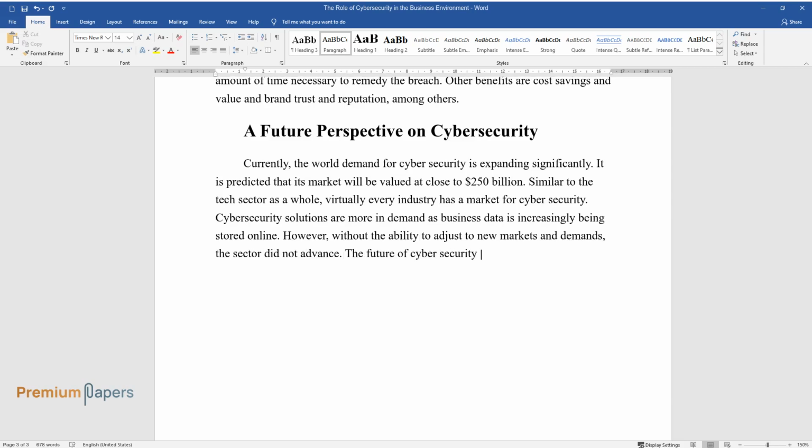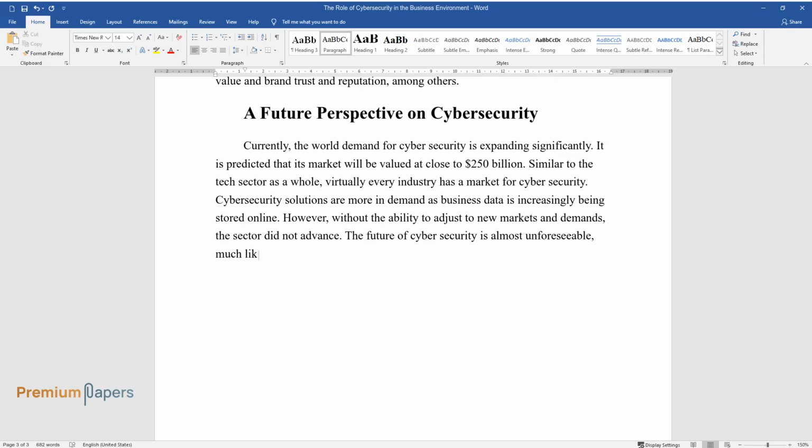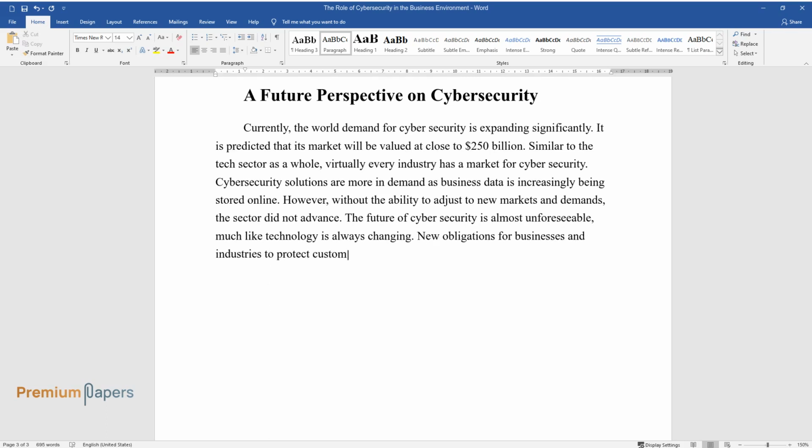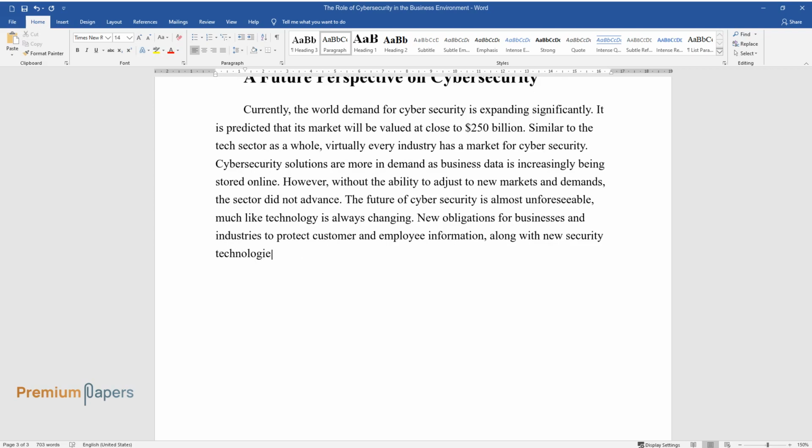The future of cybersecurity is almost unforeseeable, much like technology is always changing. New obligations for businesses and industries to protect customer and employee information, along with new security technologies, may arise.